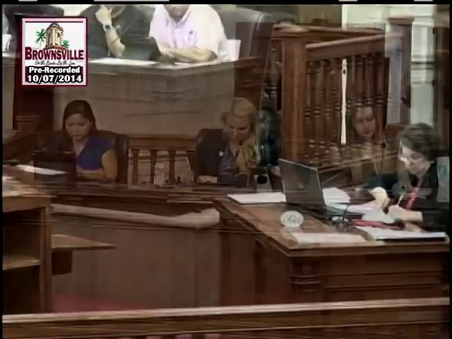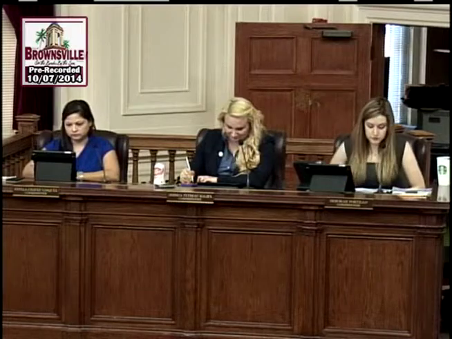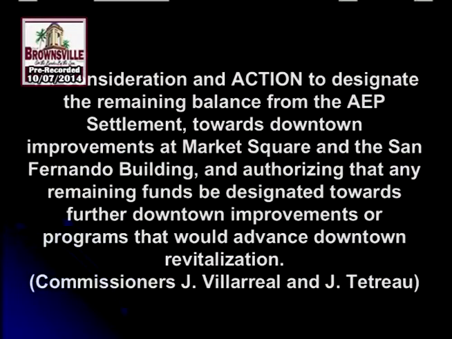Item number 12, consideration and action to designate the remaining balance from the AEP settlement towards downtown improvements at Market Square and the San Fernando Building, and authorizing that any remaining funds be designated towards further downtown improvements or programs that would advance downtown revitalization.